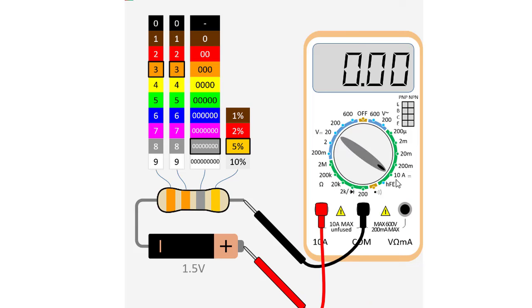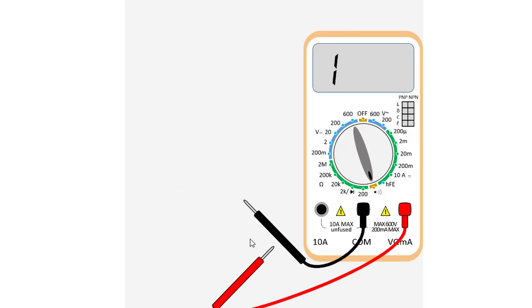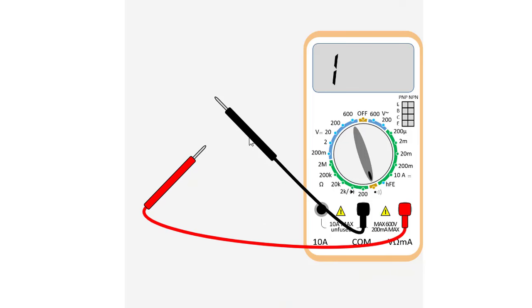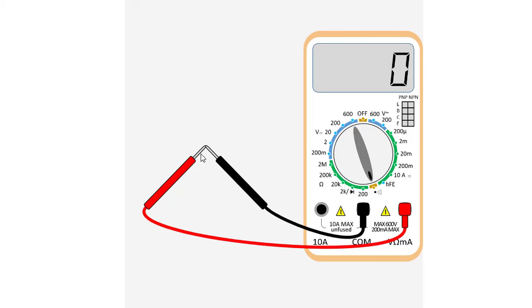Then next we will measure continuity. So here this knob is for measurement of continuity. Now for measurement of continuity, we have to touch these two probes together or touch them with any conductor. So we will hear the beep sound.